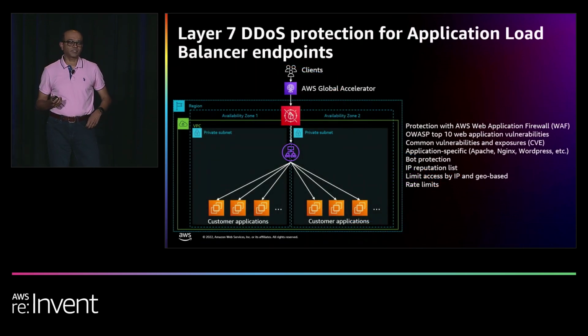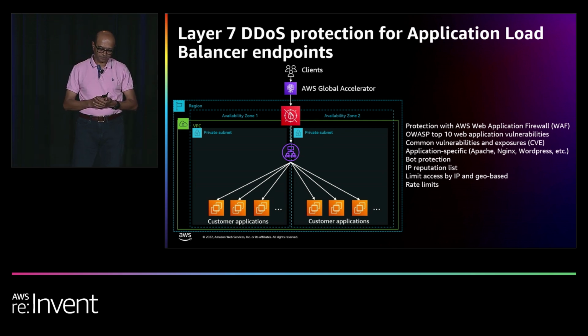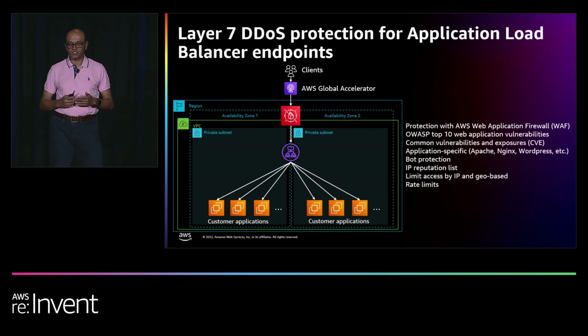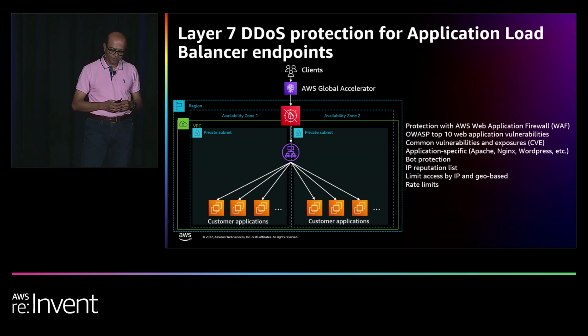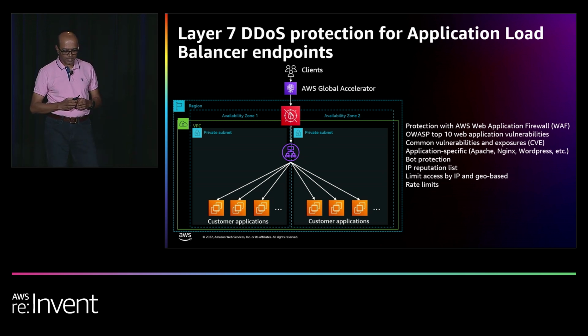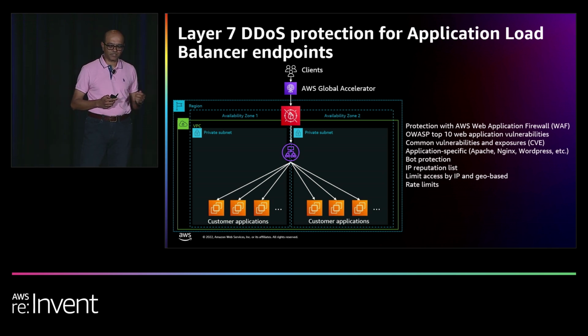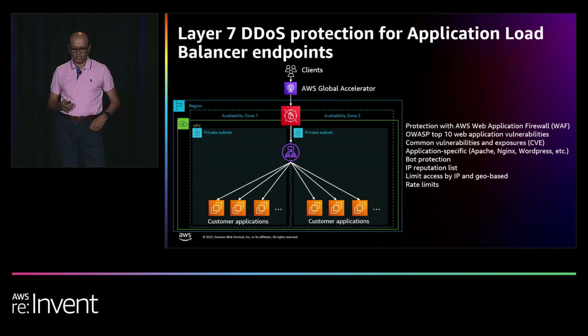Our customers also ask us about layer 7 DDoS protections. This is to protect against application layer attacks on customer applications. This is where you can use AWS Web Application Firewall, or WAF, in combination with application load balancer endpoints. This is a capability we've supported for many years. You can block or count requests meeting criteria, and attach web ACLs, rules and rule groups to AWS WAF. You can also limit application access by origin IP or by origin country, attach regular expressions, limit by request size, and many more.